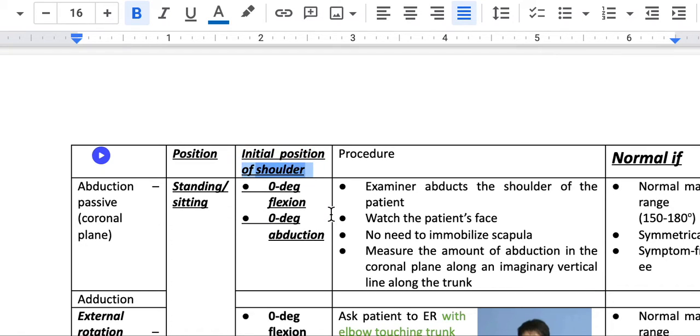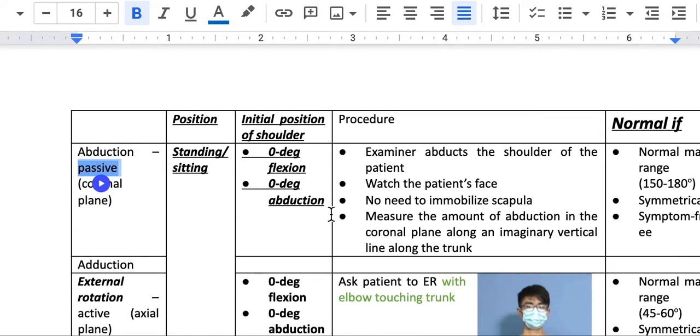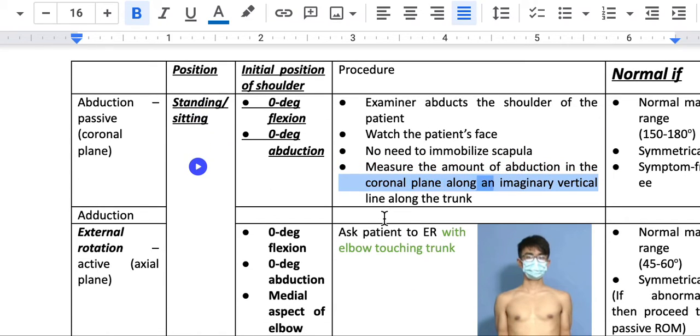Position: initial position of shoulder for passive abduction, coronal plane, standing or sitting, 0 degrees flexion, 0 degrees abduction. Procedure: the examiner abducts the shoulder of the patient. Watch the patient's face. No need to immobilize the scapula. Measure the amount of abduction in the coronal plane along an imaginary vertical line along the trunk. Normal max range, 150-180. Symmetrical, symptom-free.